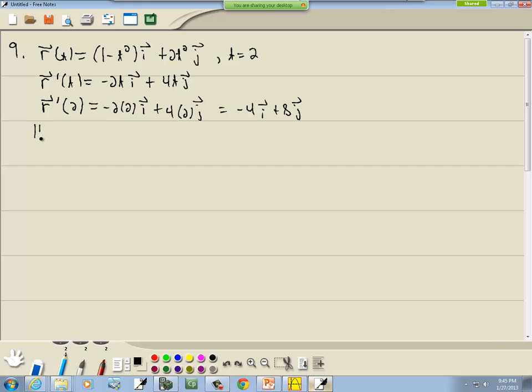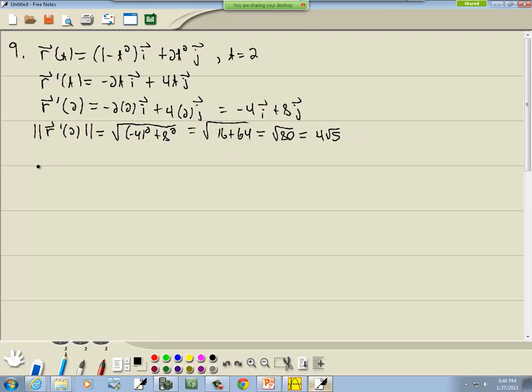And then the magnitude of r prime of 2 is going to equal the square root, and we'll take each one of these numbers. The negative 4 we'll square, and the 8 we'll square. So that gives us 16 plus 64, which gives us square root of 80. It would be beneficial to simplify that a little bit. This is 16 times 5, so this becomes 4 square root of 5.